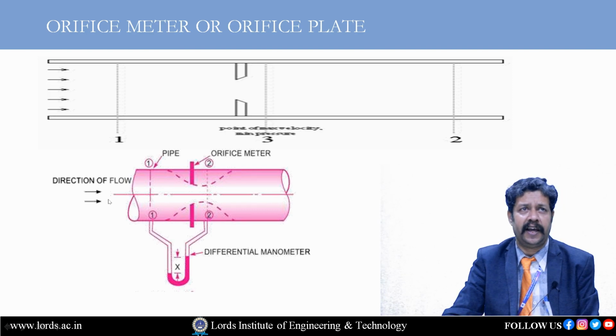So if you see this figure, here is the direction of flow. Before the plate, the cross-sectional area of flow is decreasing, and after that the vena contracta is formed. Vena contracta is where the cross-sectional area is least. After the vena contracta, the area increases again. So now we are considering two different sections, 1-1 and 2-2, and a differential manometer is connected to measure the pressure difference between these two sections.